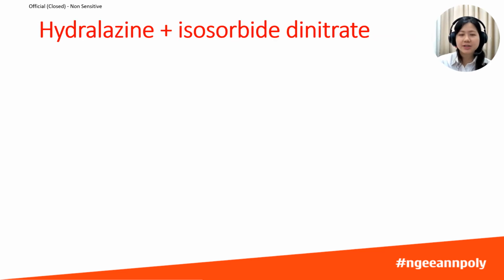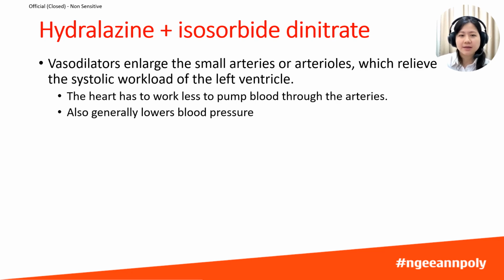Another medication used in heart failure is hydralazine plus isosorbide dinitrate. This is a combination of two vasodilators. Vasodilators enlarge the small arteries or arterioles, which relieve the systolic workload of the left ventricle. So the heart has to work less to pump blood through the arteries. Vasodilators also generally lower blood pressure.